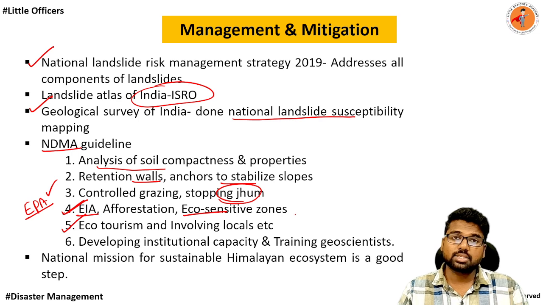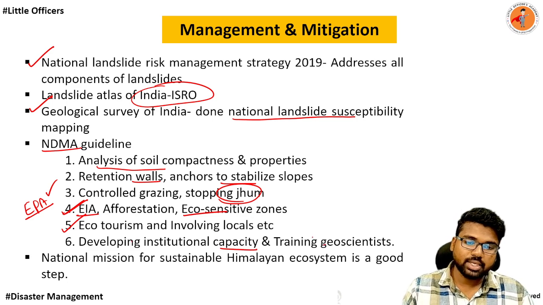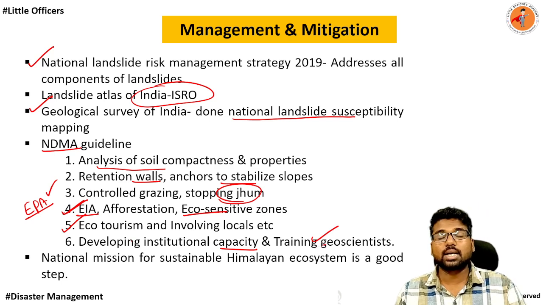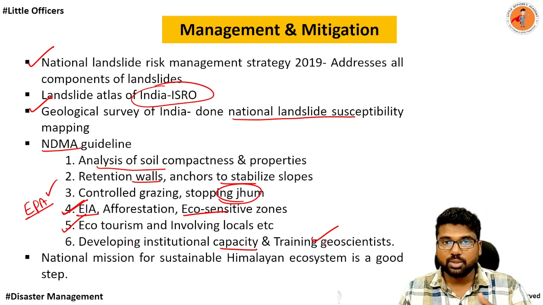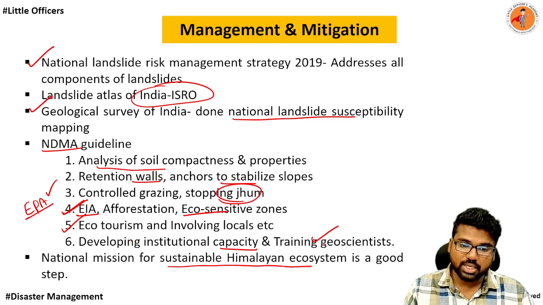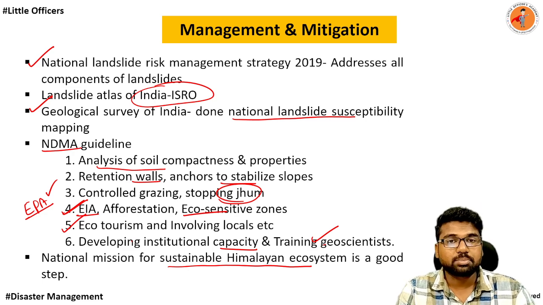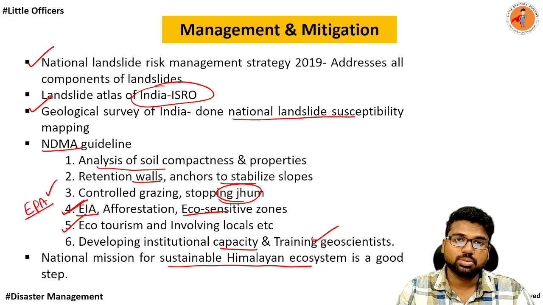See, there is a national mission mode project on sustainable Himalayan ecosystem. That also provides ecotourism, and developing institutional capacity and training some of the locals and geoscientists, so that the local geology can be studied and accordingly recommendations can be made. And there is a national mission on sustainable Himalayan ecosystem. This is also a good step. So these are all some of the steps that can be taken to reduce the impact of landslides.